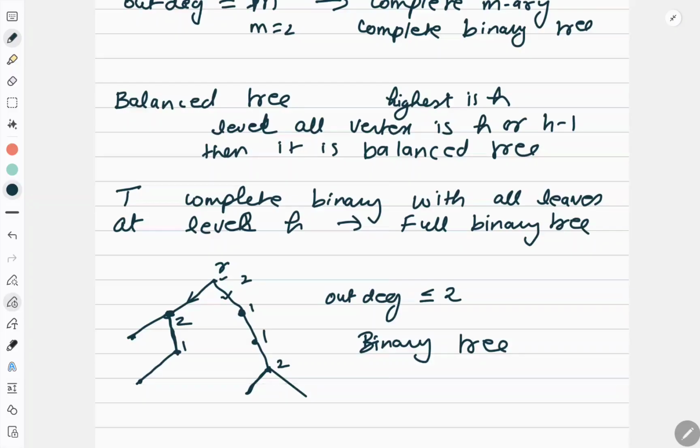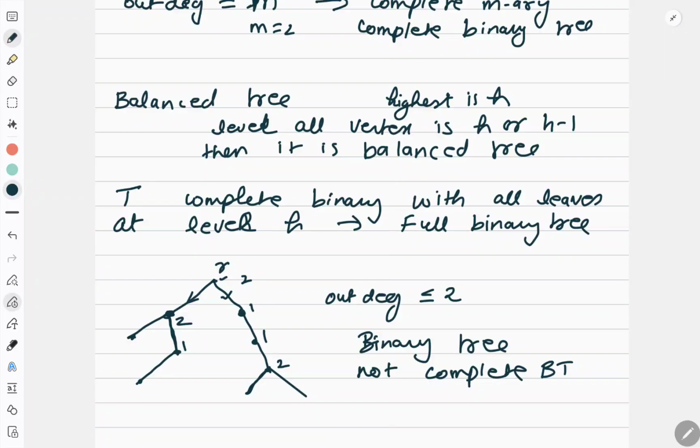I am not saying that it is a complete binary tree. It is a binary tree. It is not a complete binary tree. Why is it not complete? Because a few vertices have the out degree 1. If all vertices have the out degree 2, then it will be a complete binary tree. Correct. Now let me talk about the balanced.